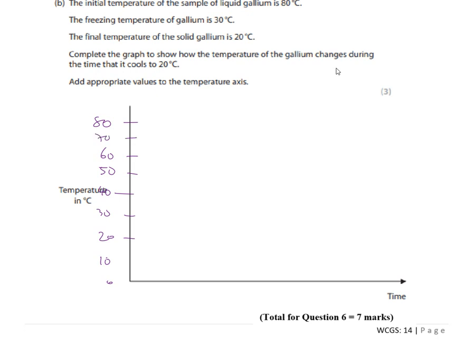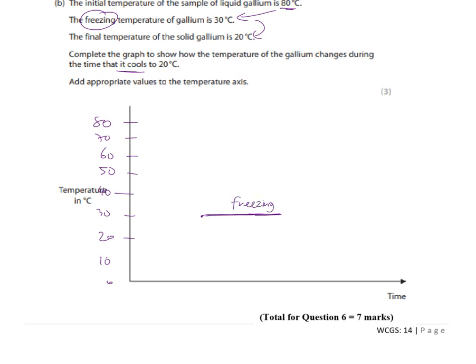Okay, now this is the cooling curve. How do we know it's a cooling curve? Because it tells us that it goes from 80 to 30 to 20 in this case, and it also tells us it cools down. Now, what are we doing? It is freezing at 30 degrees. So therefore, at 30 degrees here, it freezes. The line is going to be flat at 30 degrees. So this flat line will be freezing.